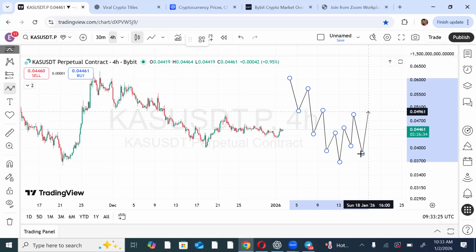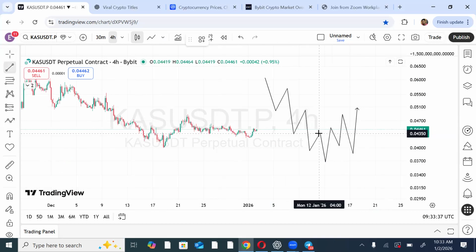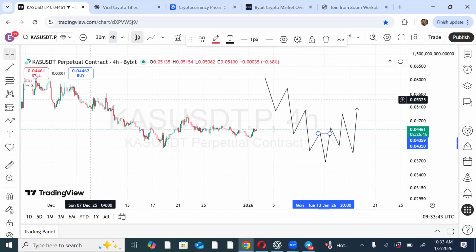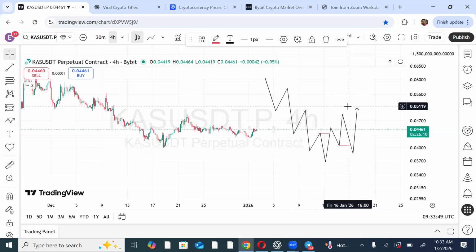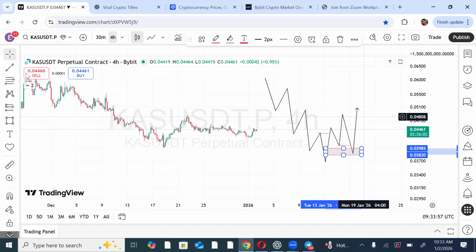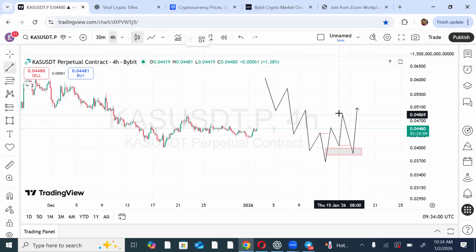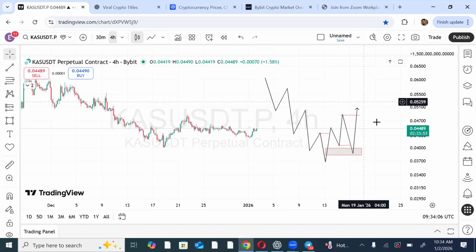Now, a lot of people just buy from here, but me, I usually like to wait for the continuation break, right? So this is a change of character that is valid. We have one here. We have our inducement. And then we have our breakout structure, showing you that the trend has continued, as easy and simple as that.